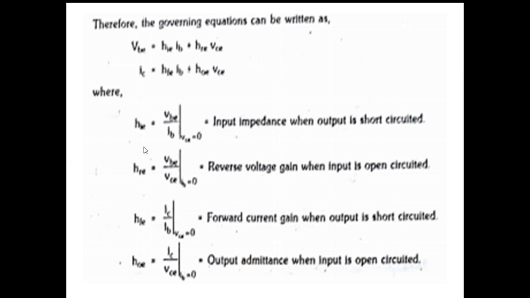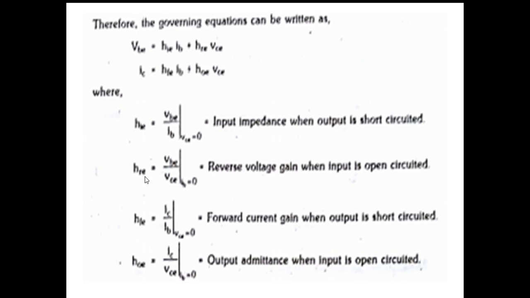Now, these four parameters. HIE is equal to VBE by IB, input voltage by input current. This is input impedance, input impedance when output is short circuited. This is very important: VCE is equal to 0. VBE by IB when VCE is equal to 0. VBE by IB is input impedance when output is short circuited.